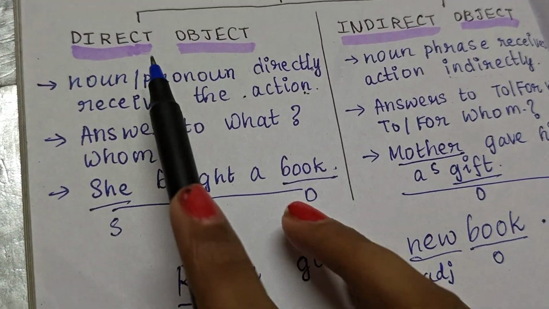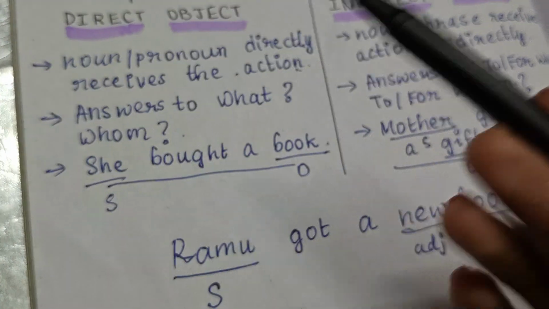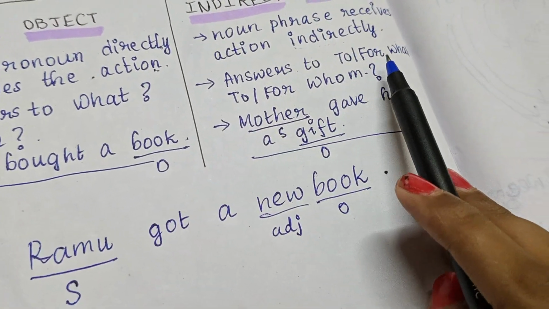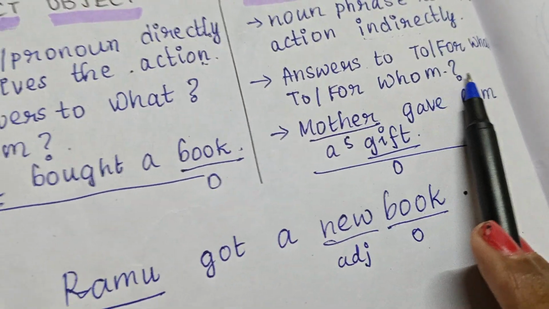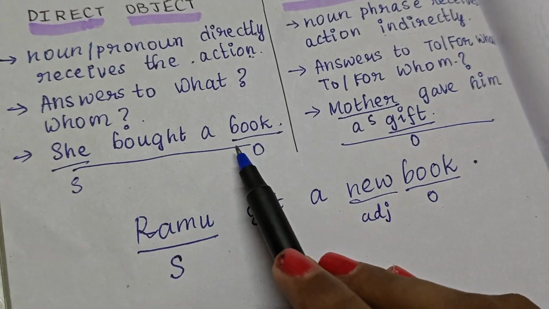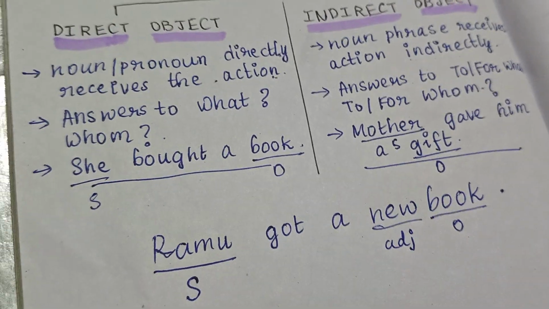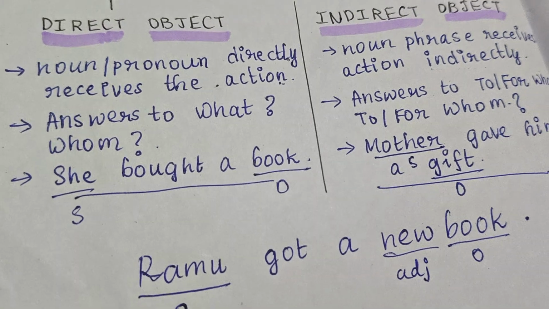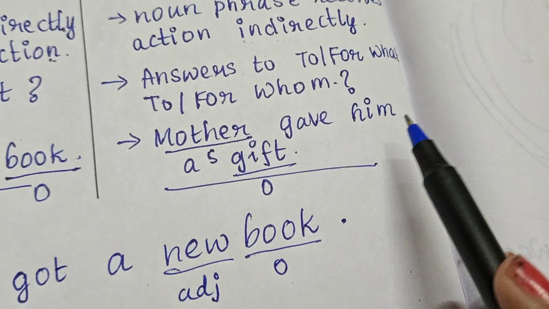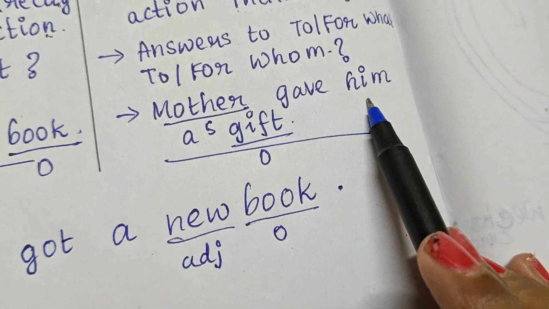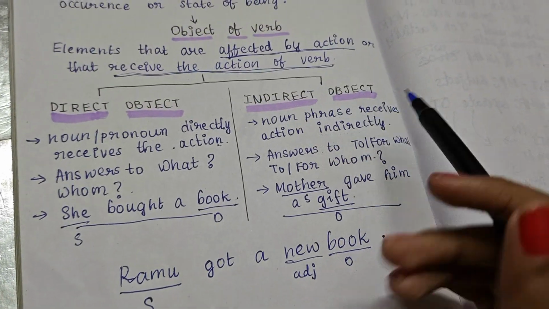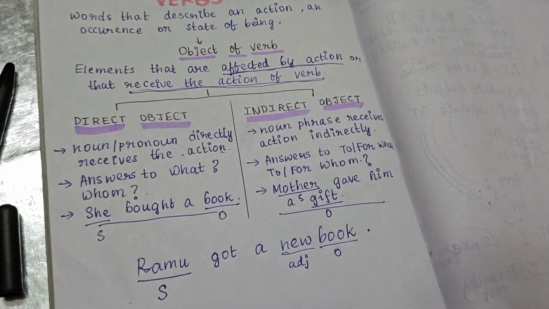And now, a direct object answers to what and whom questions, but an indirect object answers to or for what and to or for whom questions. Like you can say, what she bought? A book. And to whom she bought? To herself. To or for what? For him. To or for whom? Him. That's it for direct object and indirect object.